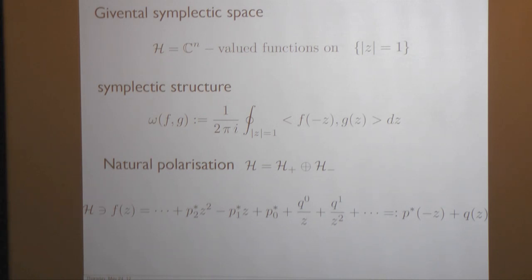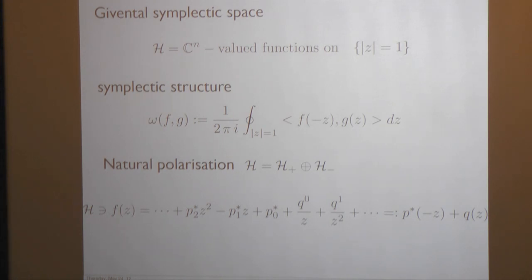Well, why is it symplectic? First of all, it's easy to see that this bilinear form is antisymmetric. If we interchange f and g, you have to replace z by minus z, and the integral will change sign. Why is this bilinear form non-degenerate? One can easily produce a natural polarization: two complementary Lagrangian subspaces. This subspace H plus of functions analytic inside, H minus analytic outside. H minus is the same notation I used before.